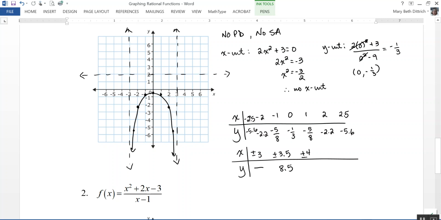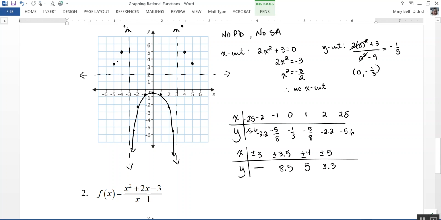When x is positive or negative 4, I get 5. And when x is positive or negative 5, I get 3.3. So when x is 3.5, I get 8.5, so something way up here. When x is equal to positive and negative 4, I get 5. And when x is equal to positive negative 5, I get 3.3. So something right about there.